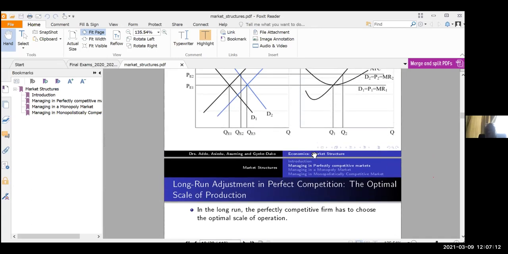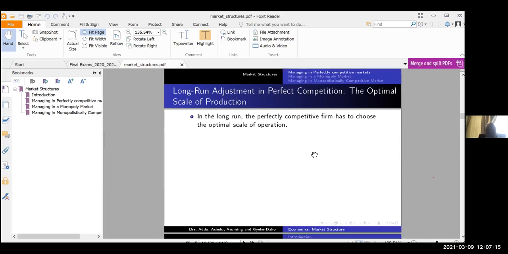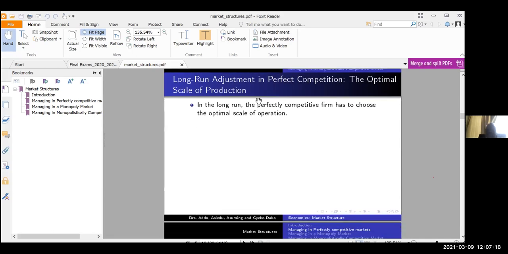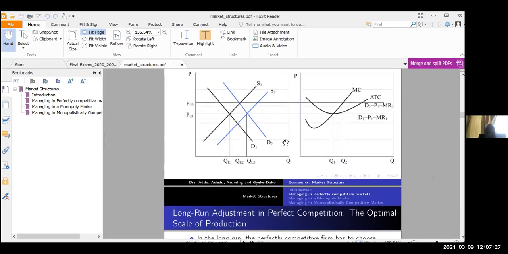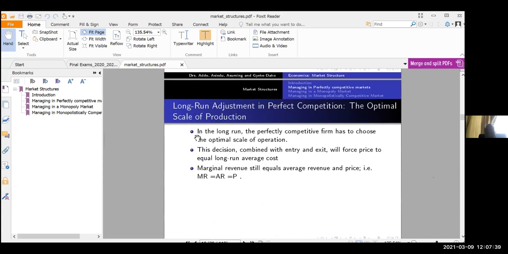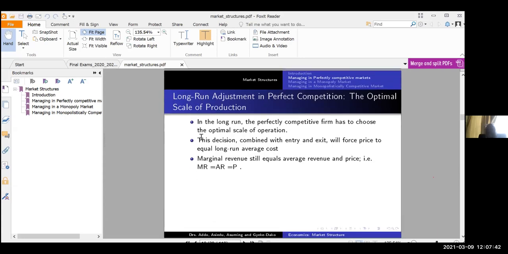All right, so let me just explain. Go through the write-up. The long run I just meant here is saying that in the long run, the perfectly competitive firm has to choose just the optimal scale. So you have to just decide that in the long run, I will just produce Q1 or I'll just produce Q2. And sell it at market price, okay, given your average total cost, because the market price is going to be fixed, okay, in the long run. This decision combined with entry and exit will force price to equal long run average cost. So in the long run, your price just equals your long run average cost, okay.